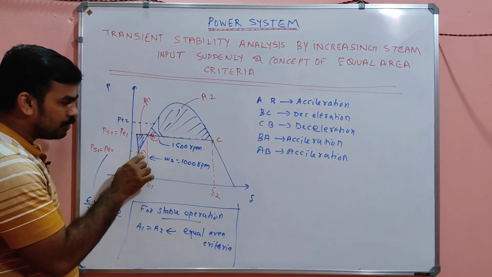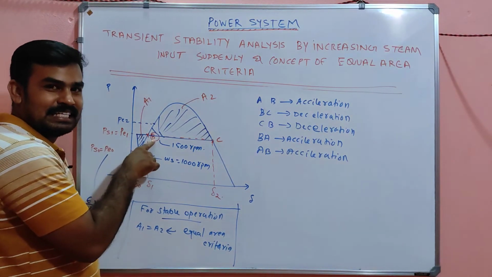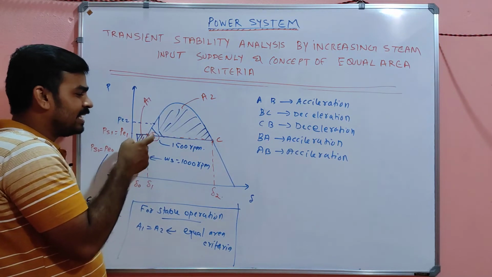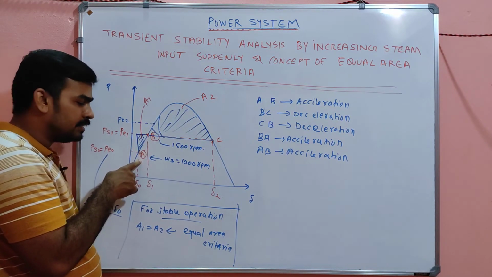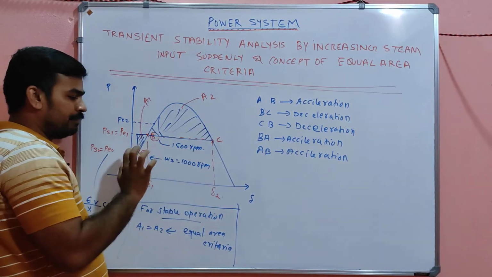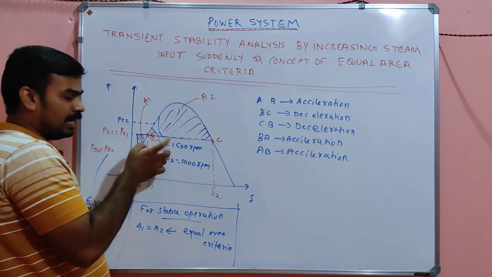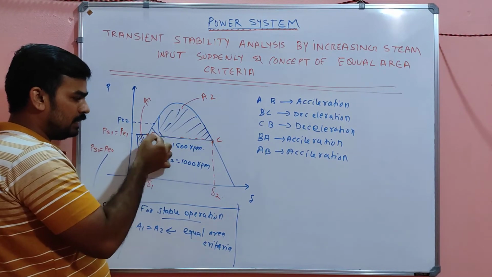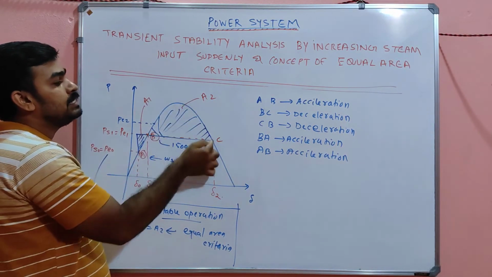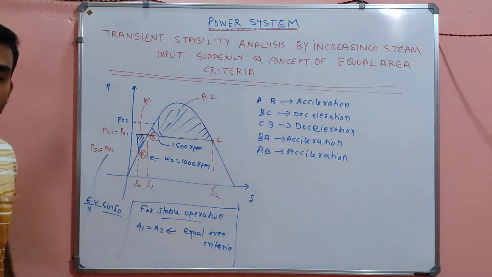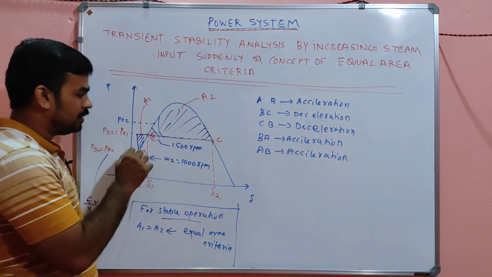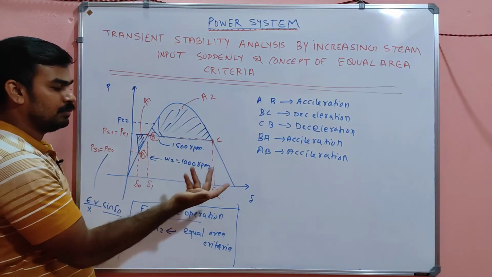So B to C is always decelerating and A to B is always accelerating. It moves from A to B, it will not settle there. It moves from B to C, it will not settle there. It moves from C to B, it will not settle there. It moves from B to A again, it will not settle there. After a few cycles, A to B, B to C, C to B, B to A, this process will continue for 2-3 cycles or 4-5 cycles. After some time, it will settle to a new rotor angle or maximum del 2.